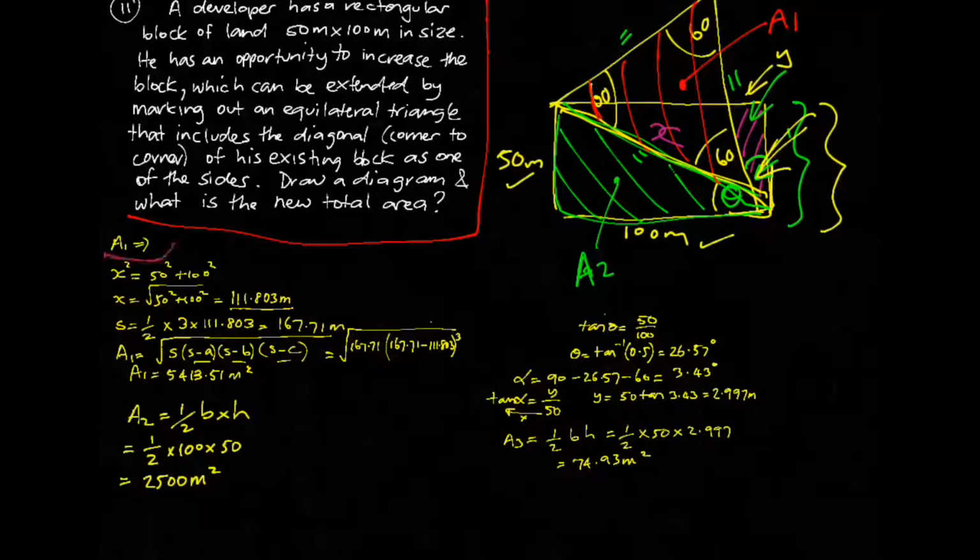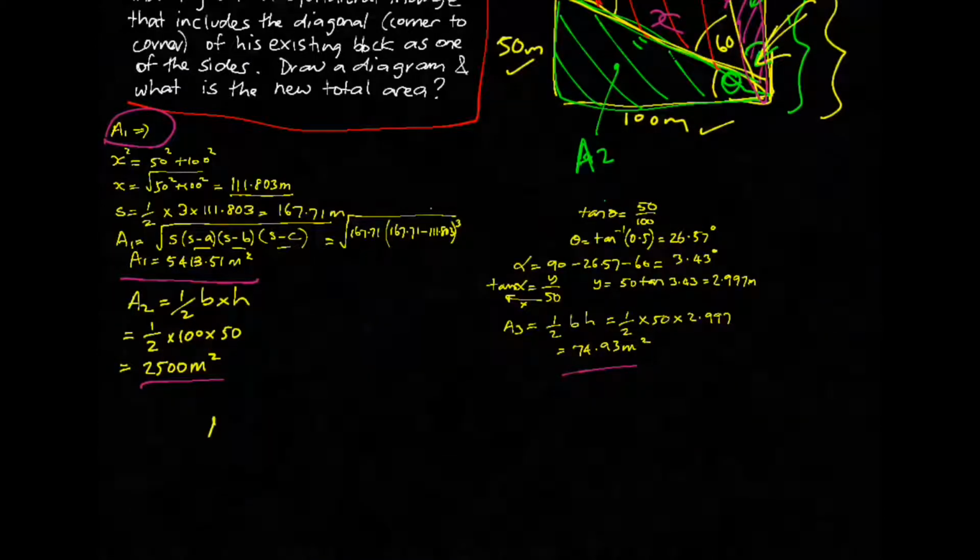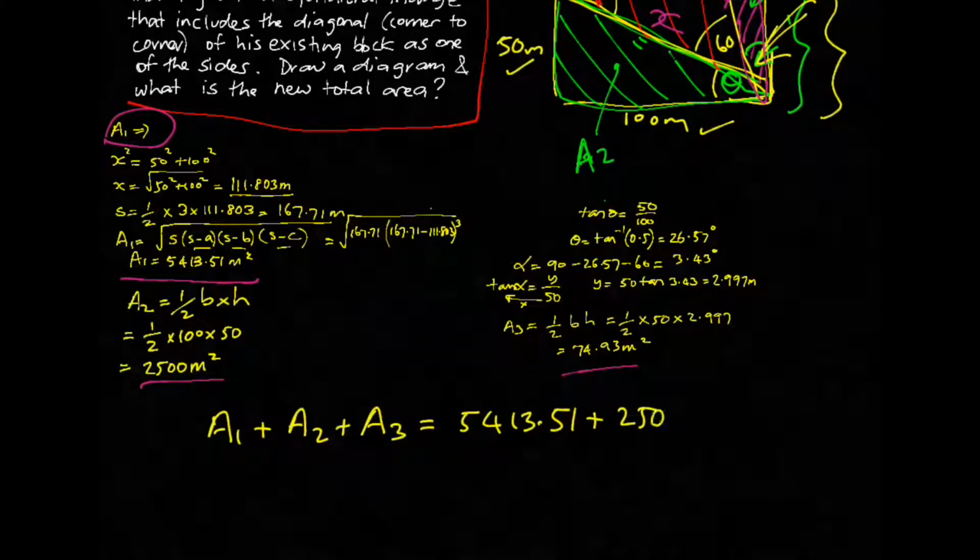So now we've got A1. A1 is that. We've got A2 is that. And we've got A3, this little tiny triangle, is that. So now we just add them up, and that's the total new area. So you get A1 plus A2 plus A3 is equal to 5413.51 plus 2500 plus 74.93 equals 7,988.44 meters squared, and that's his new area of land that he would have.